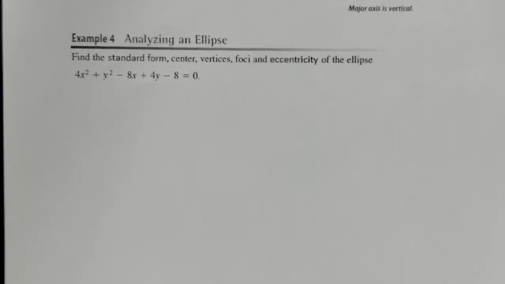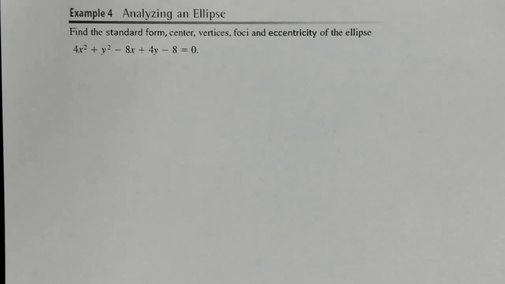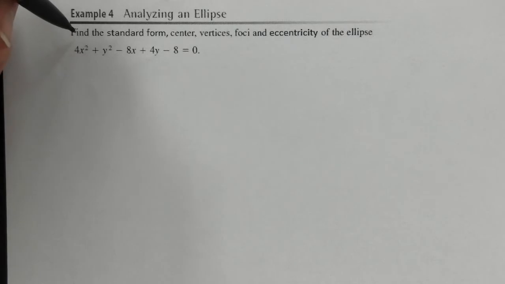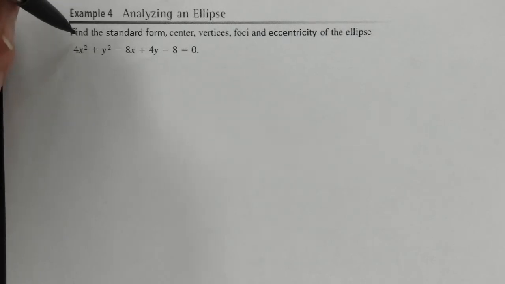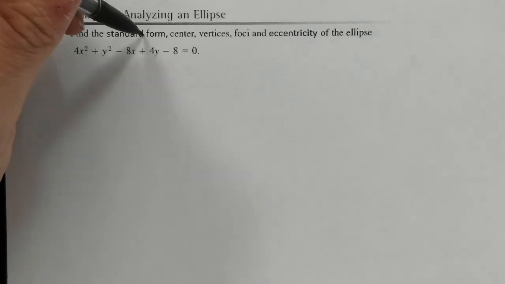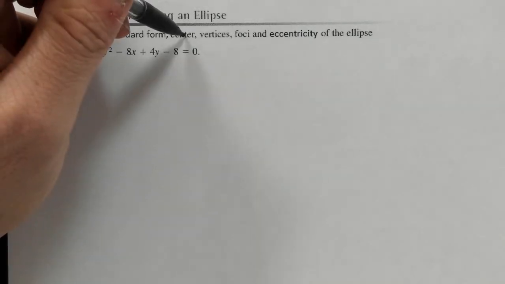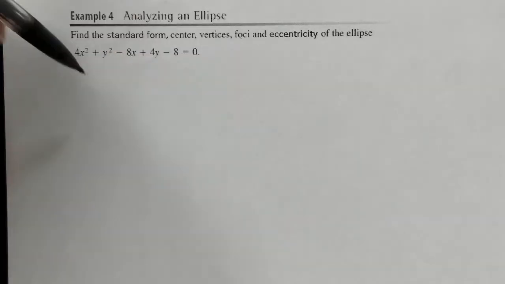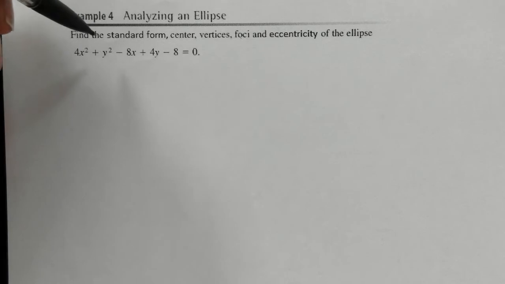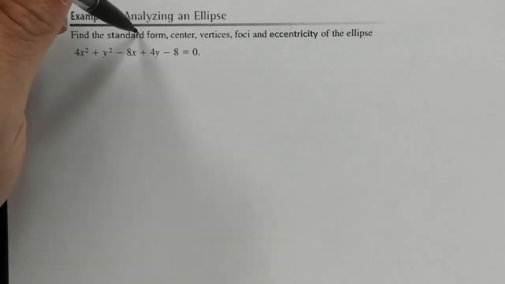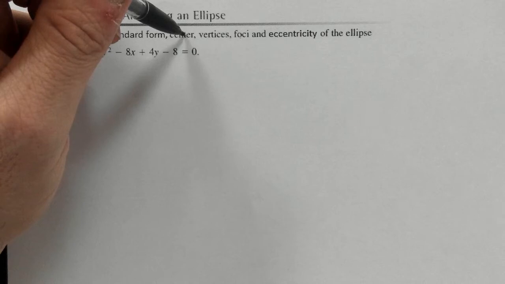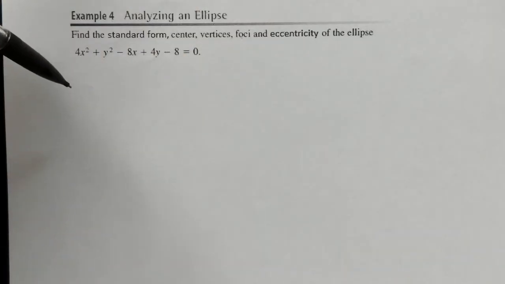Now, what type of problems are we going to be faced with solving regarding ellipses? Here is an example that we want to look at. This problem is asking us to do several things. First of all, it says find the standard form of the equation, find the center, find the vertices, find the foci, and find the eccentricity of the ellipse. So based on this, we're asked to do 5 things.